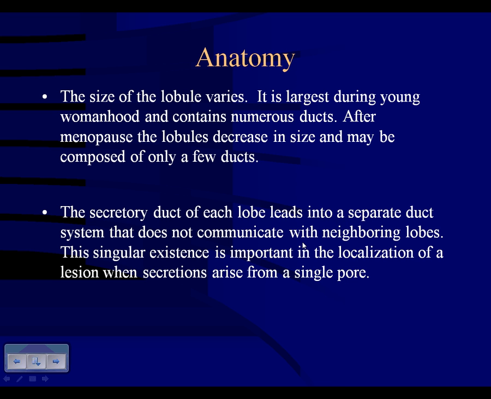Now, the secretory duct of each lobe, and remember the lobes are made up of multiple lobules, leads into a separate duct system that does not communicate with neighboring lobes. So keep that in mind. Remember I said each lobe is like its own tree, and they don't really connect with each other. But there's 15 or 20 of them that do connect to the nipple through the lactiferous ducts. So how many lactiferous ducts are on the nipple? 15 to 20, right? And this arrangement is very important to the overall breast function and also for identifying where lesions are in the breast in some cases, if you're getting nipple discharge and whatnot.